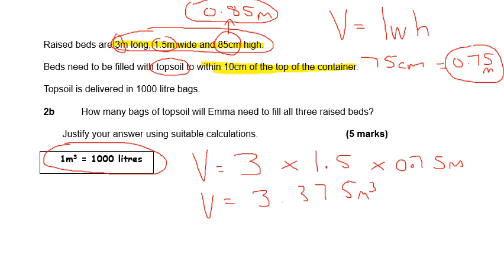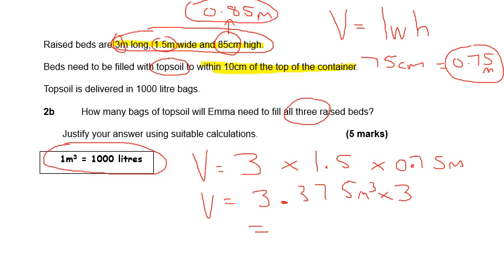All right, so each raised bed needs 3.375 meters cubed of topsoil. Now again, what we need to realize here is there are 3 raised beds, as it says here, and we need to work out how much topsoil we need for all 3 of them. So again, that's another little bit of information that sometimes people leave out. Again, the importance of reading the questions. So we need to multiply all this by 3.